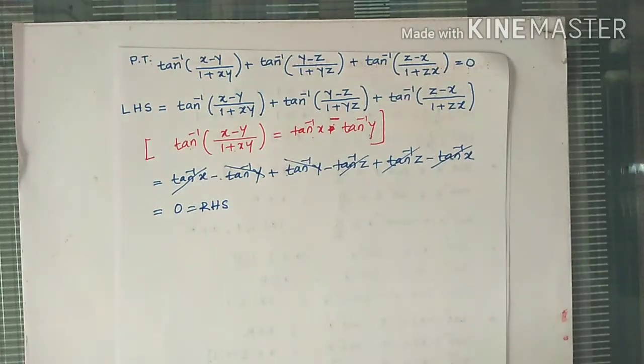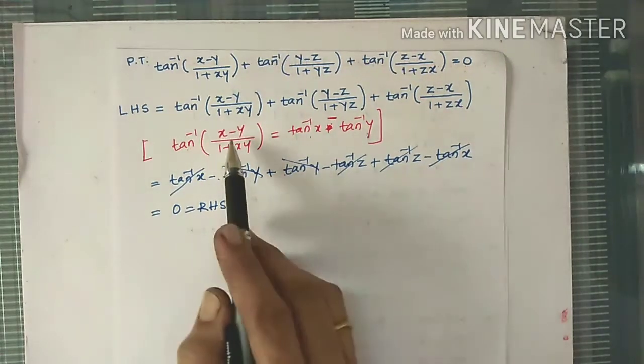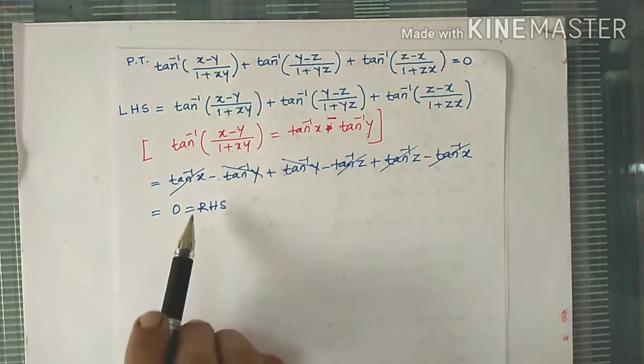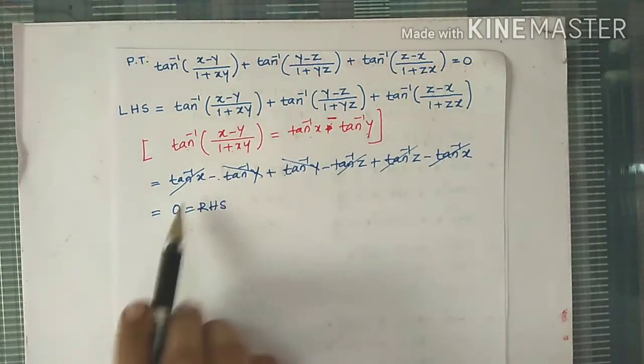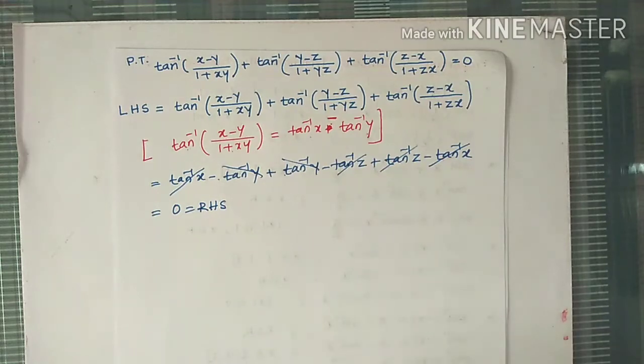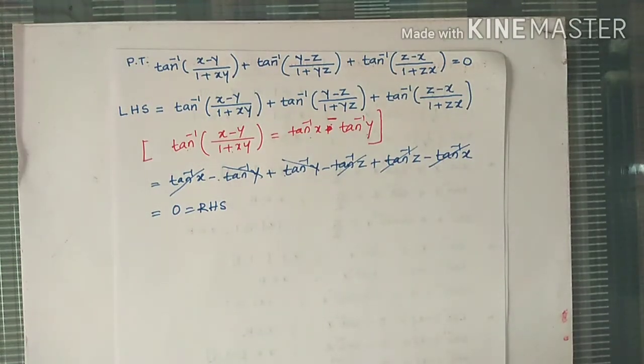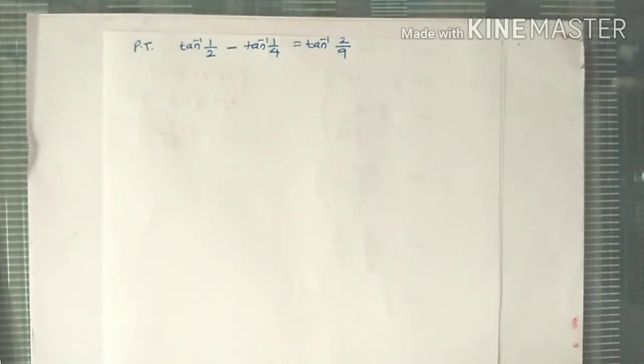See, very simple question. It carries only 2 marks because we are using the property. So to write the property, 1 mark will be given, and to write this simplification, 1 mark will be allotted. Okay. Let's solve questions based on properties of tan inverse.